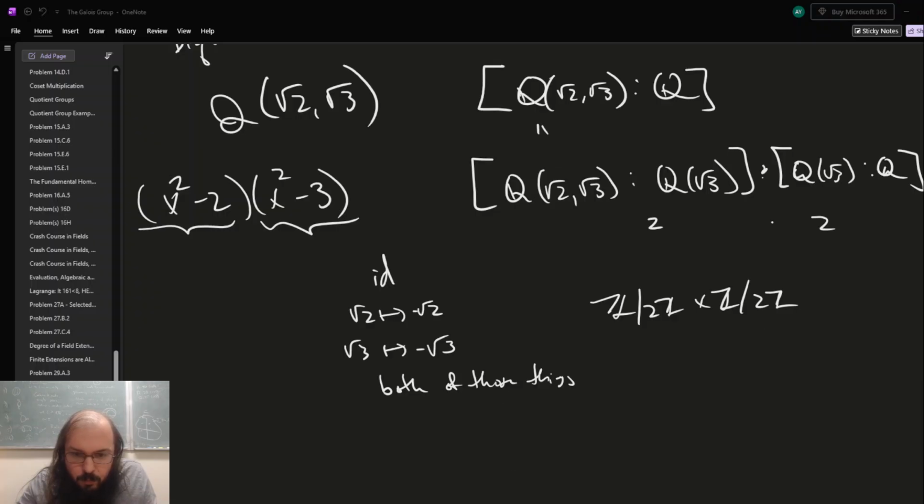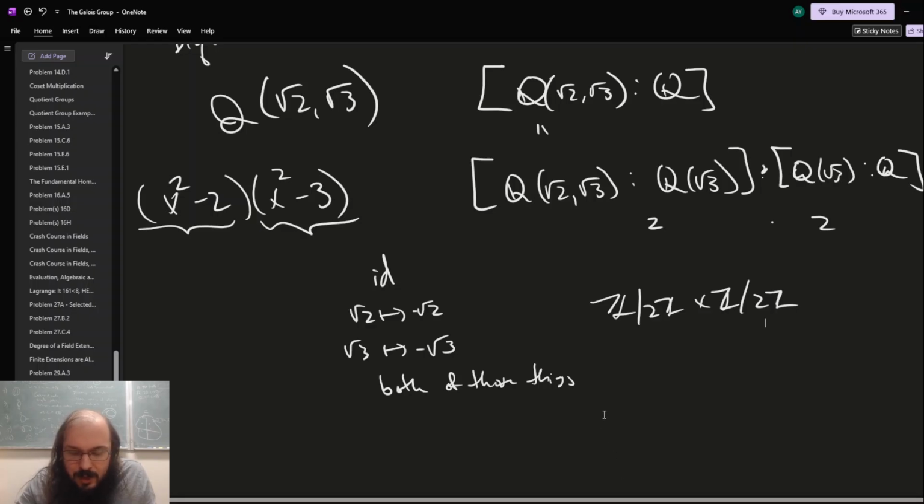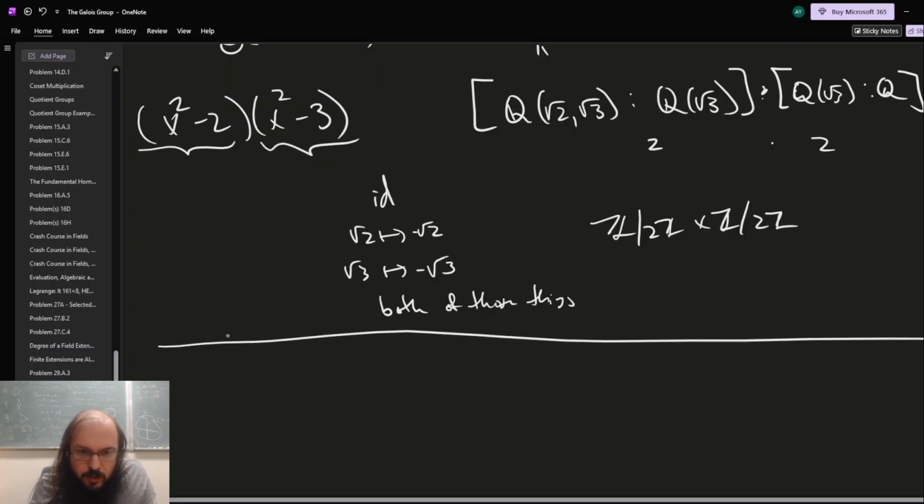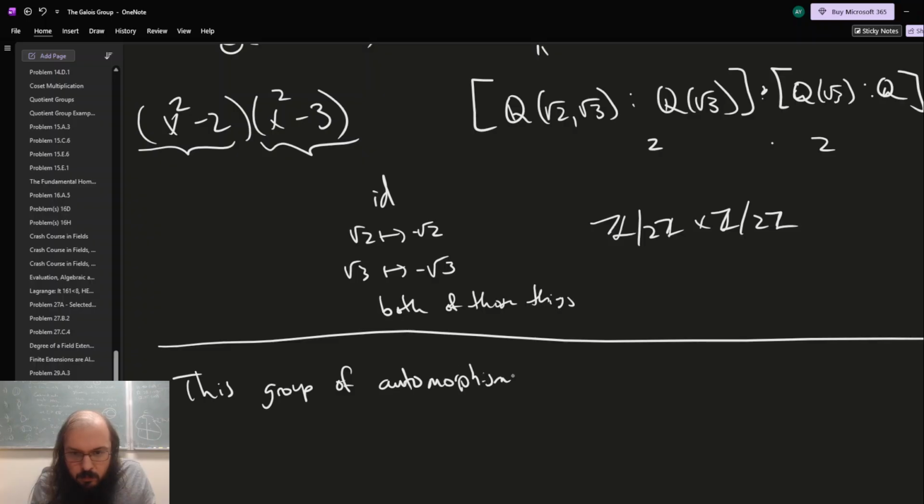And basically what we're going to want to do is build up our collection of examples of what kinds of Galois groups are possible and how. And we're going to do a whole bunch of that in the examples. But I've already let the punchline slip. Terrible. This group of automorphisms is called the Galois group.